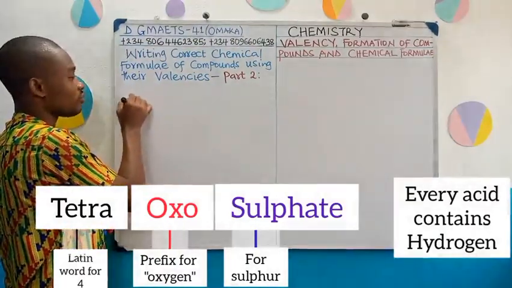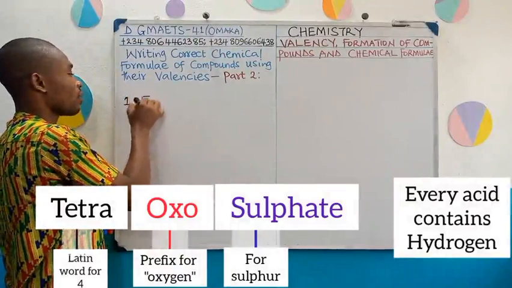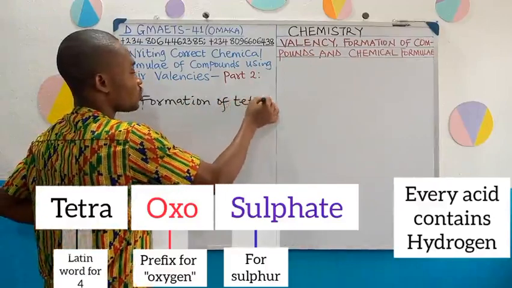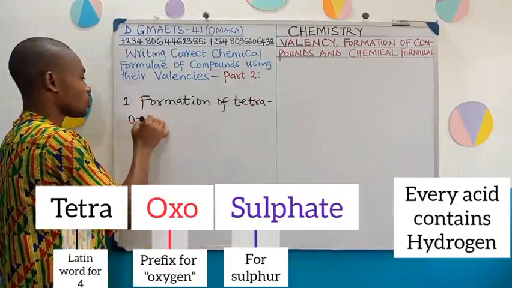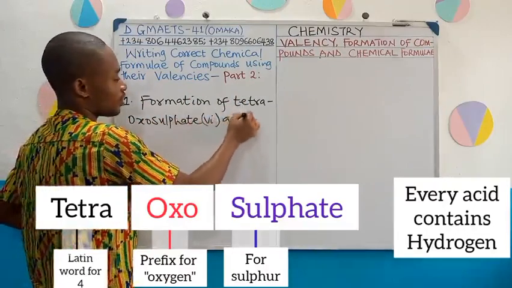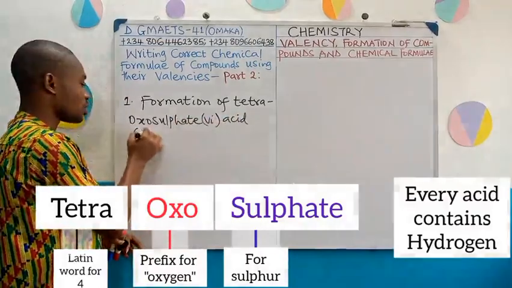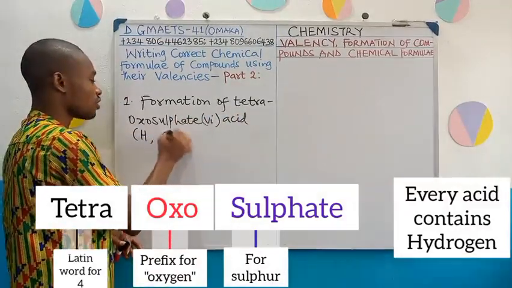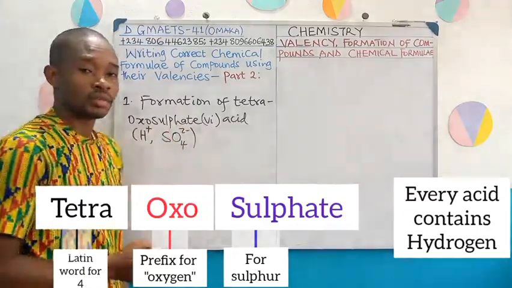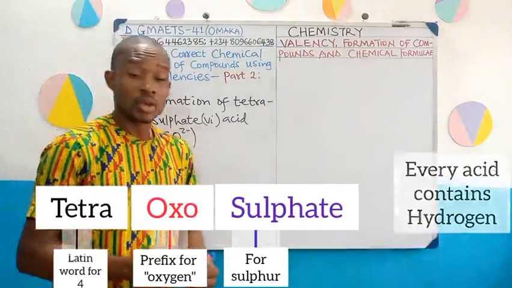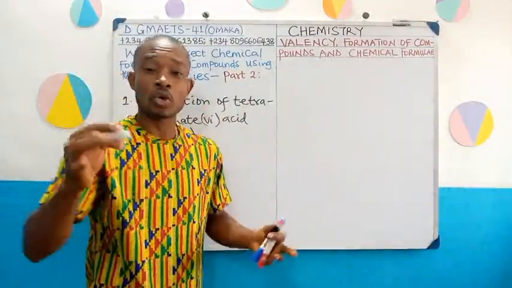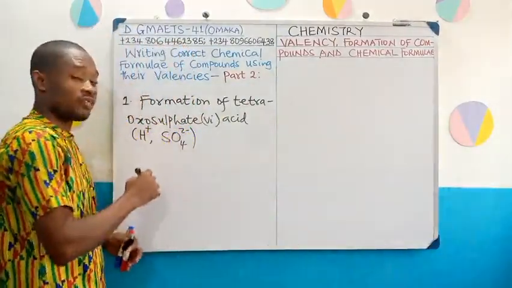The first one is the formation of tetraoxosulfate 6 acid. Like I said, the compound contains hydrogen, sulfur, of course SO4 2-. These are the things it contains: hydrogen ion and the SO4 2-. We're going to use this to see how the compound is formed. Is tetraoxosulfate 6 just HSO4 or is it something else? We're going to find out.